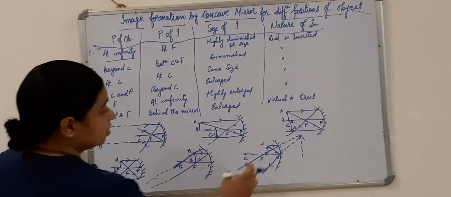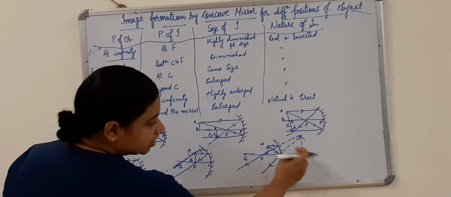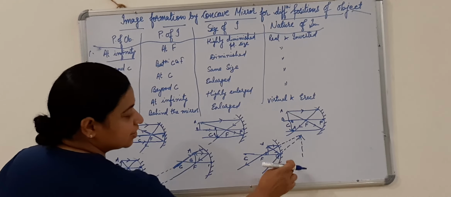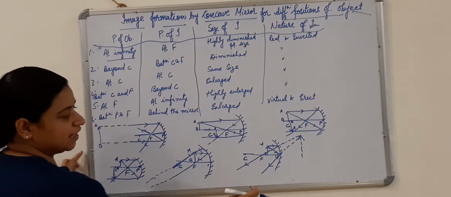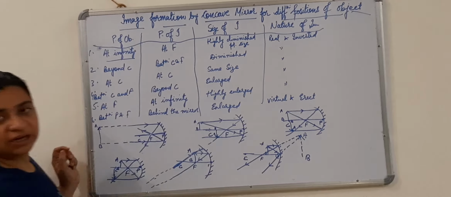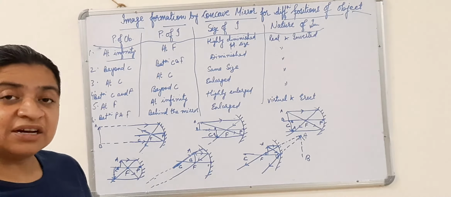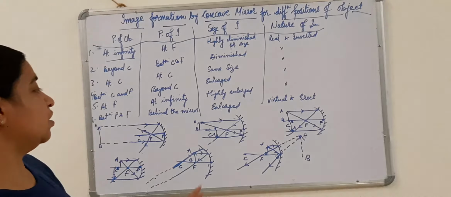And what is the size of the image? Size is enlarged, position is behind the mirror, and nature is virtual and erect. See, in this case, the image formed is erect, virtual and erect. Virtual images are always erect, or the images which are erect are always virtual.